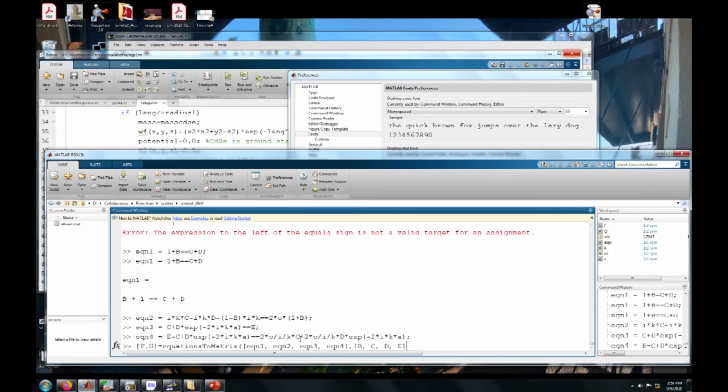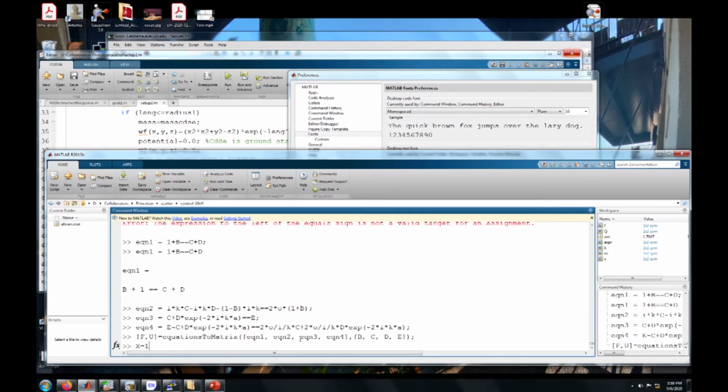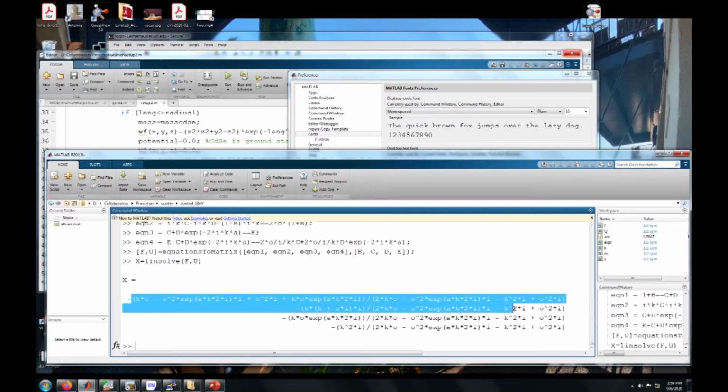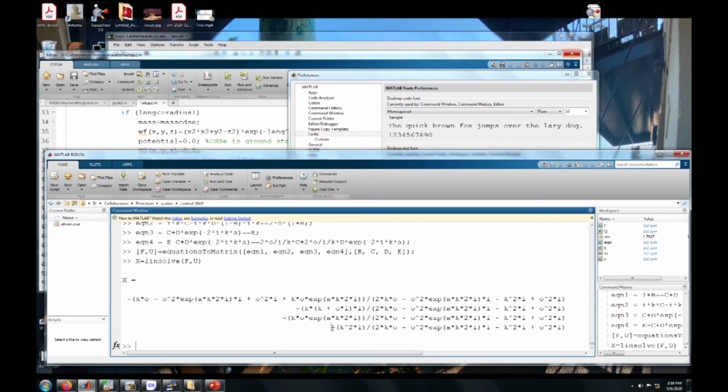Okay, that's it. X equals linsolve. Now what I know is that this gives me what I'm looking for, so I understand that. There we go. Yeah, this is literally it. Here is our B coefficient. If I square it, then that's the answer: that's my reflectivity. B, C, D, E. So here's my transmission, if I square this.